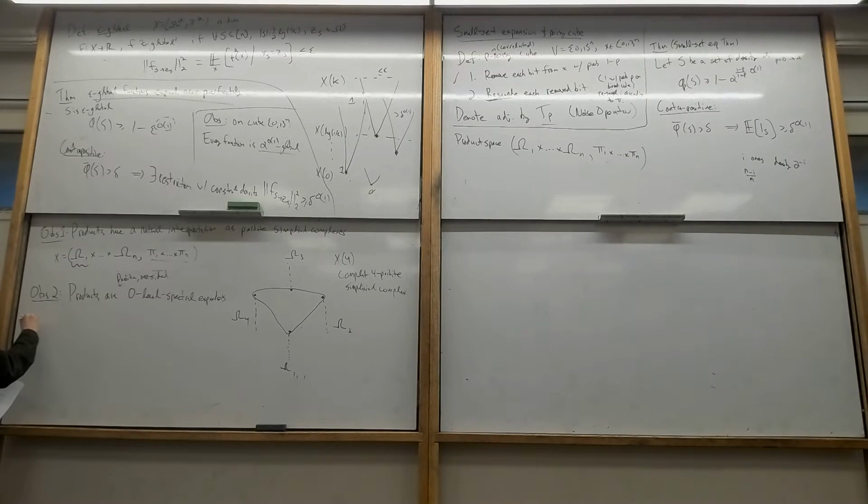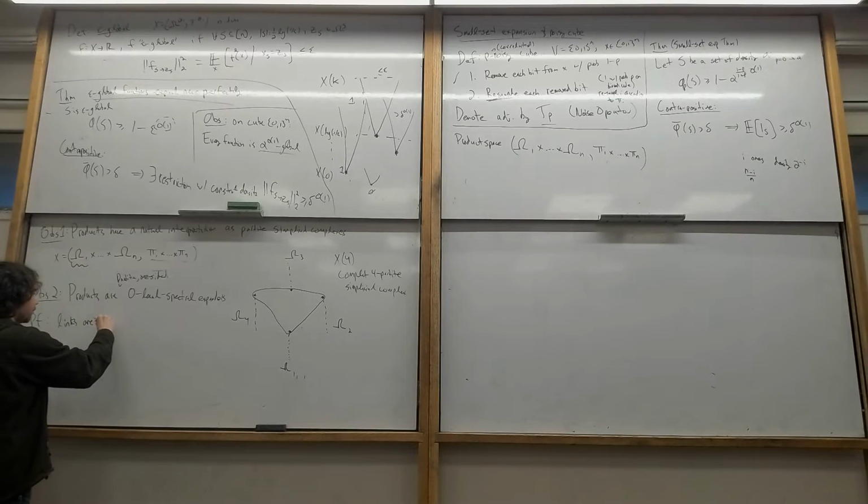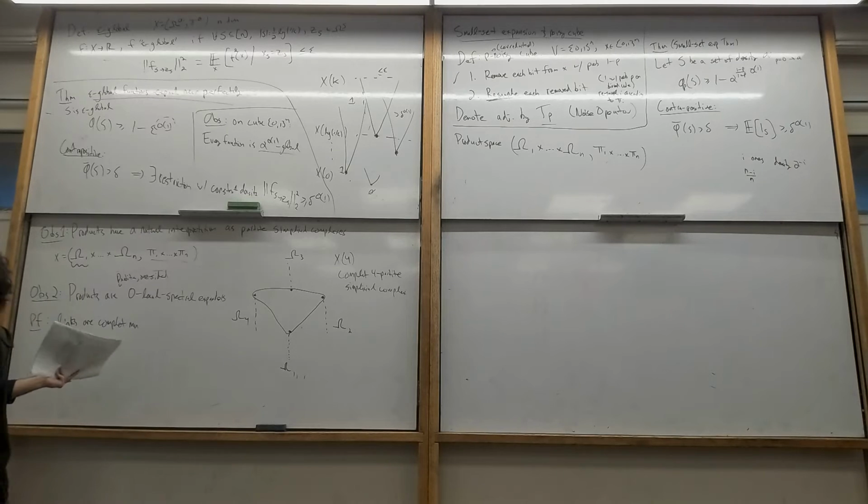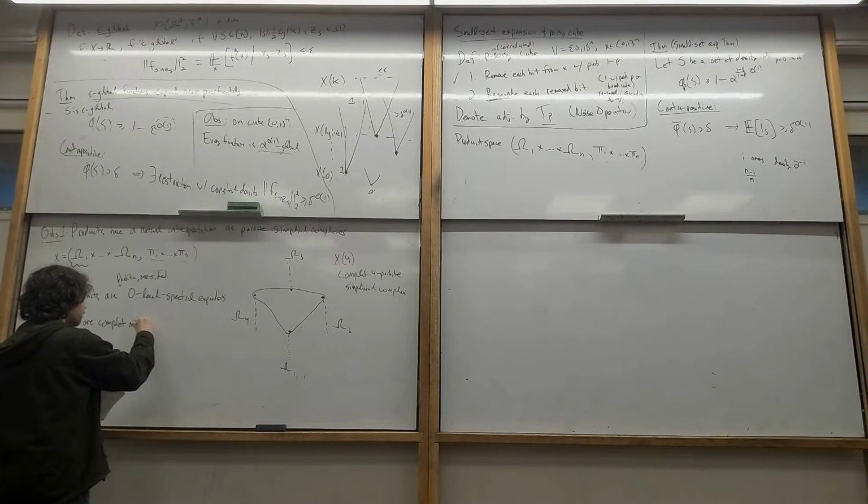So why is this true? Somebody tell me why this is true? Why are products 0 local spectral expanders? Yeah, okay. I mean, what's the structure of a link? The structure of a link is like a complete partite graph, right? So links are complete multipartite graphs. I'm not saying anything, this is like a trivial observation, but we should make it.